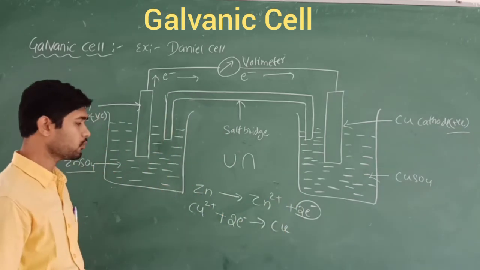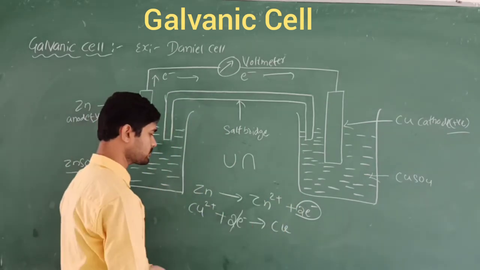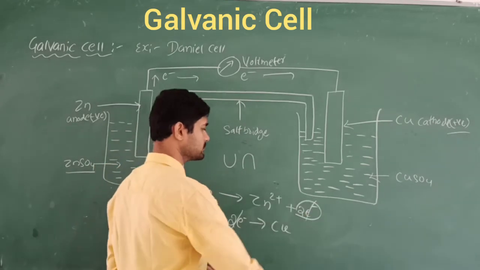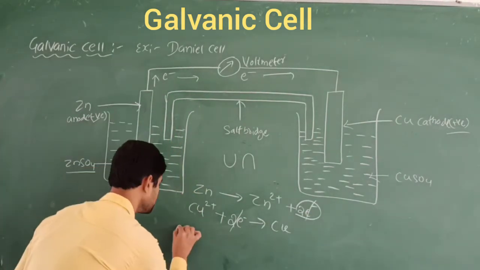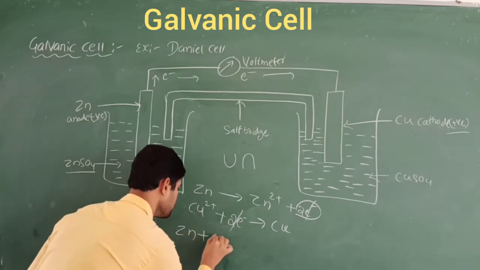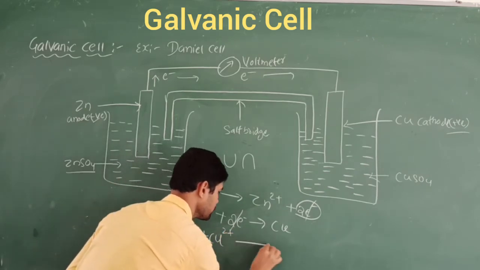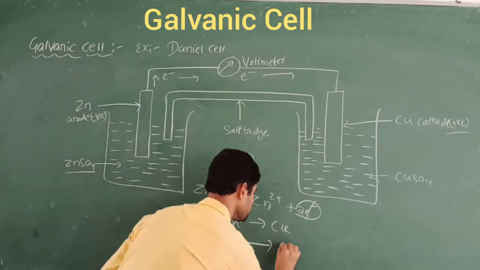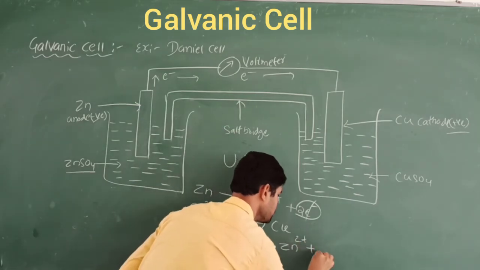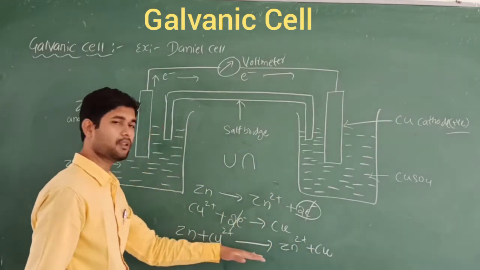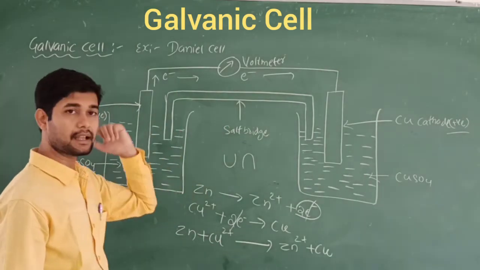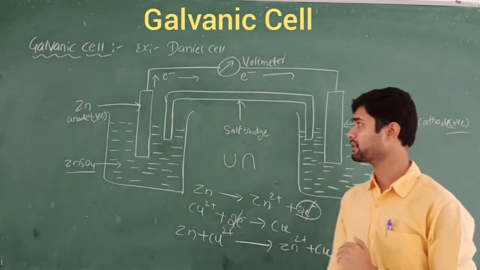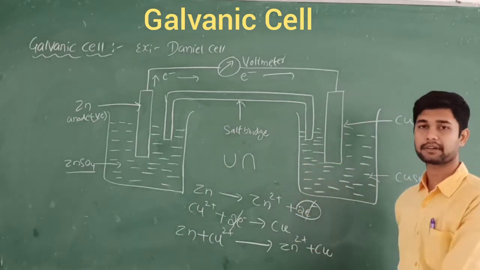Now I am writing the overall reaction. The 2 electrons on the LHS and RHS are eliminated, so LHS equals RHS. The LHS contains Zn plus Cu2+, and the right side is Zn2+ plus Cu. This is the overall reaction that takes place in the Daniell cell, where we dip the 2 rods in their respective solutions.